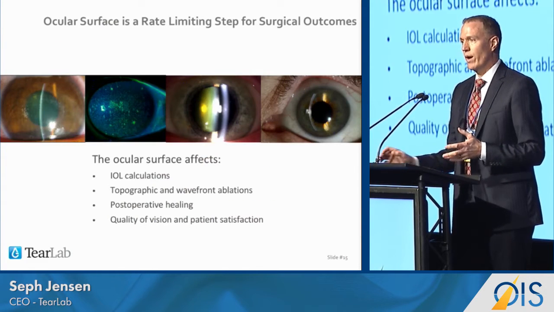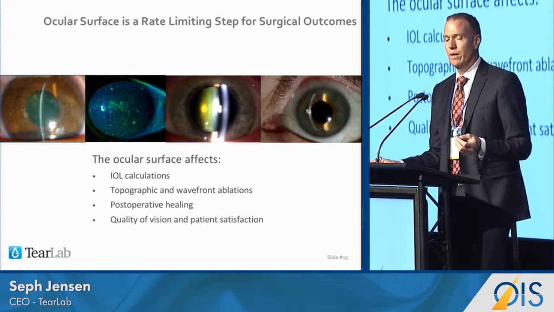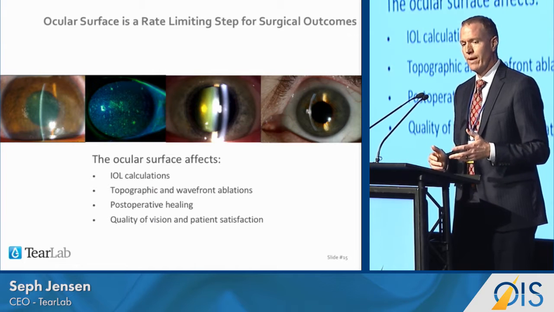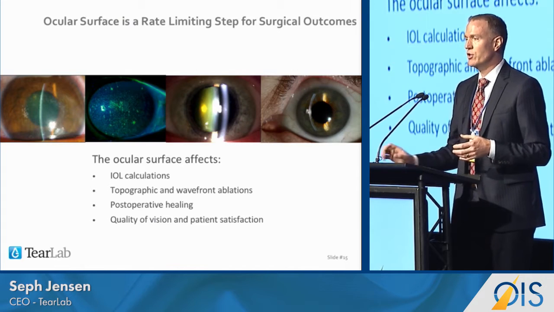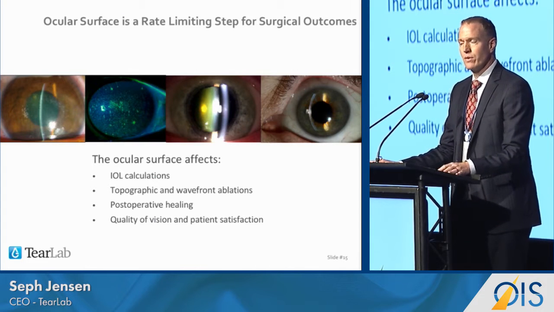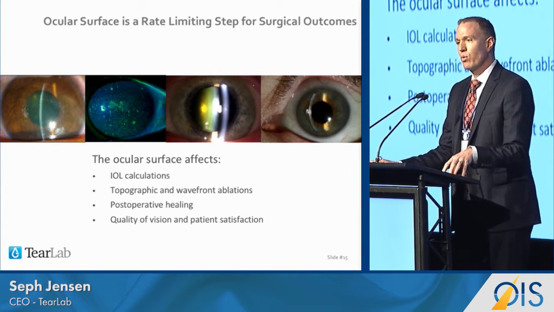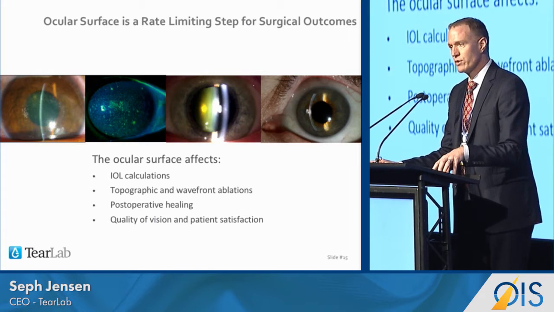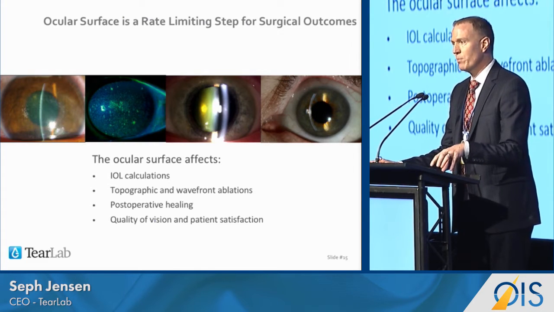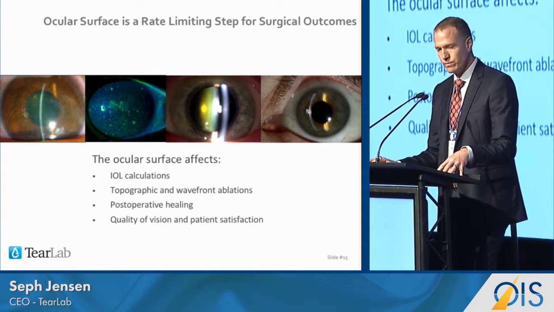And it's gotten to the point where the ocular surface has really become a key rate-limiting step in achieving your surgical outcome. And it's no surprise when you think about all the different ways the ocular surface plays a role. We know that it can impact IOL calculations, the quality of the ablation patterns, how a patient heals, and ultimately, how well that patient sees. And it's important also to realize that once you begin surgery, the physiologic state of the eye is altered. There's nothing you can do during surgery to account for that specific patient's basal tear film properties. It's important to have that information beforehand.